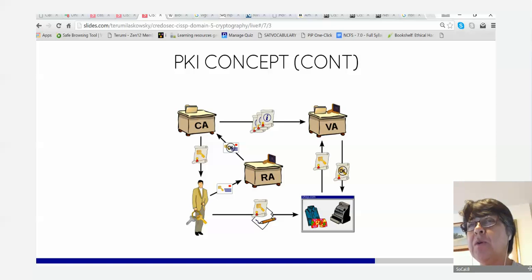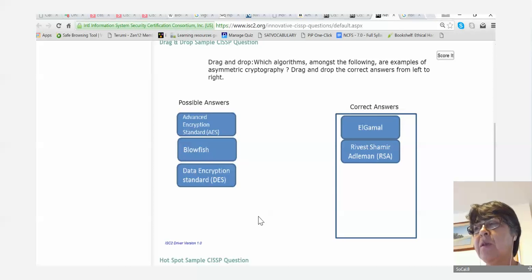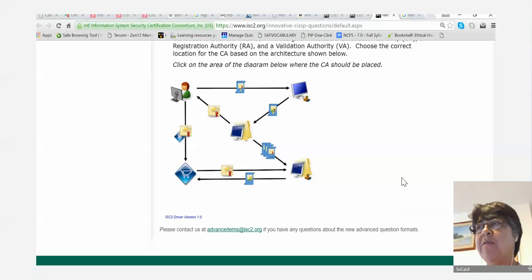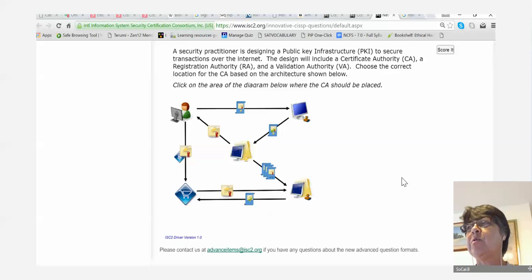Okay, so if you then recall this thing, advanced innovative, take a look at this question that they have. They said, look, a security practitioner is designing a PKI, right? Design will include CA, RA, and VA. Choose the correct location for the CA.